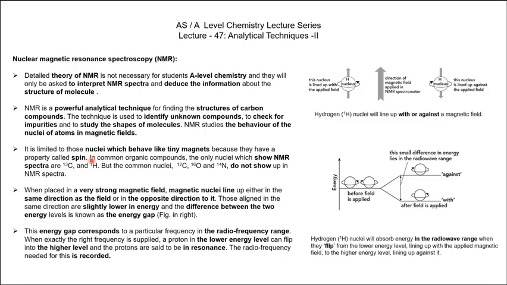In common organic compounds, we have many different kinds of nuclei, let's say carbon-12, oxygen-16, nitrogen-14, etc. But the nuclei which have an odd mass number, for example carbon-13 and the proton, show up in NMR spectra. The common nuclei in organic compounds, carbon-12, oxygen-16, nitrogen-14, do not show up in any NMR spectra. We have to remember this limitation.